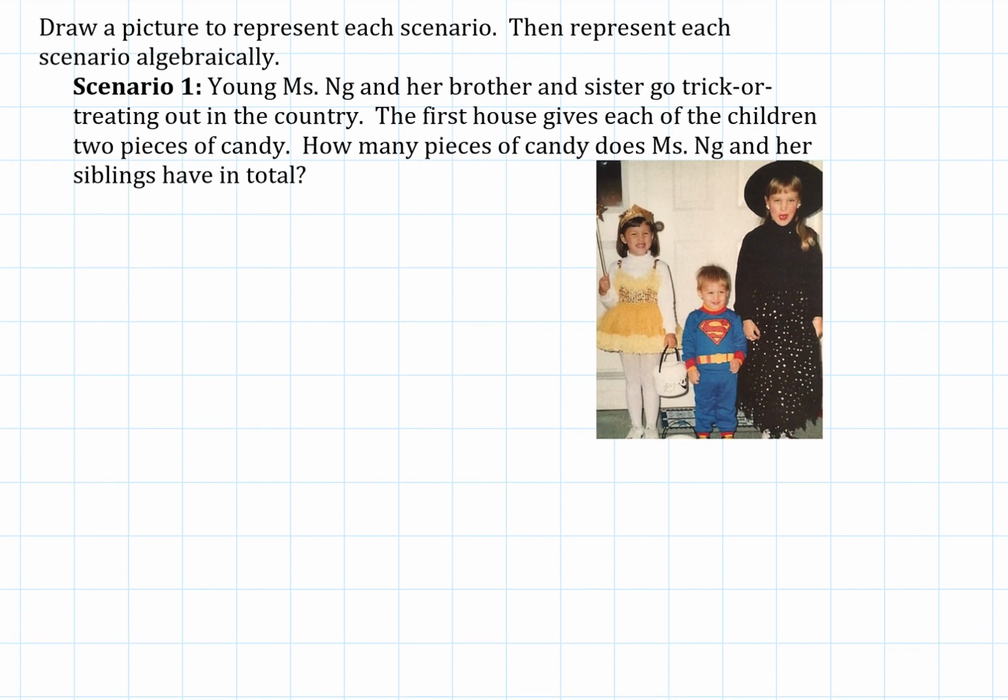Let's suppose that when I was young, we went trick-or-treating out in the country. The first house gives each of us 2 pieces of candy. So I get 2 pieces of candy in my really cool Halloween pouch. My little brother gets 2 pieces of candy. My sister gets 2 pieces of candy. How many pieces of candy do we have in total? Well, we can count 1, 2, 3, 4, 5, 6. We'll have 6. So here's my graphic picture. Algebraically, this would be 3 groups of 2 pieces of candy is 6.